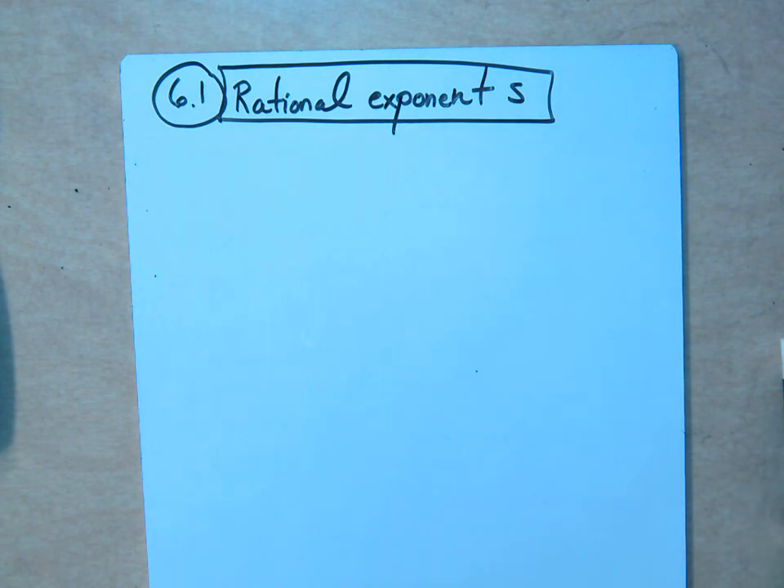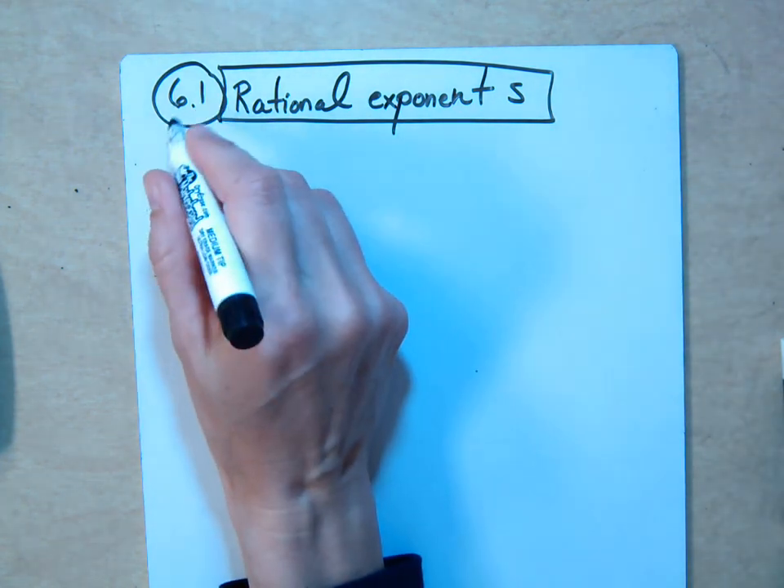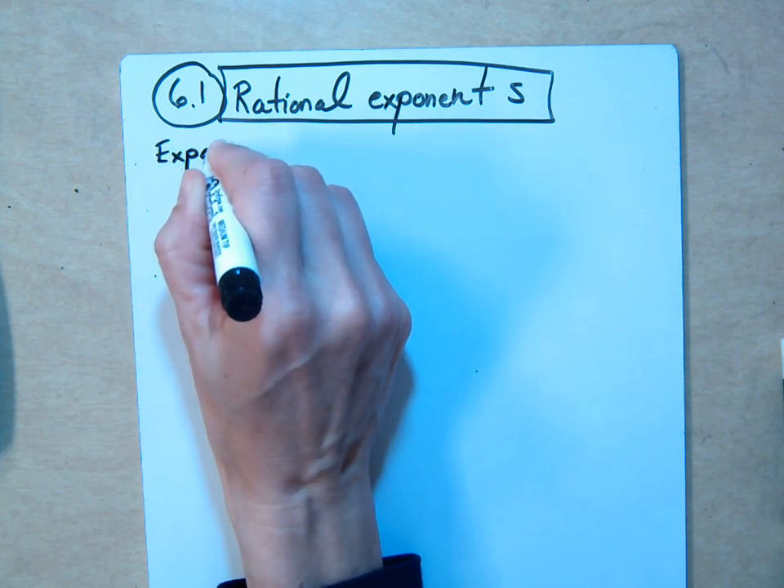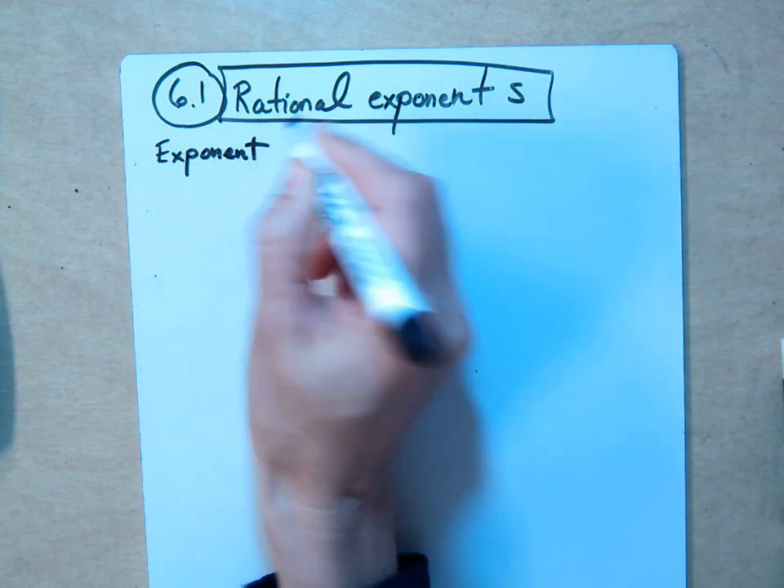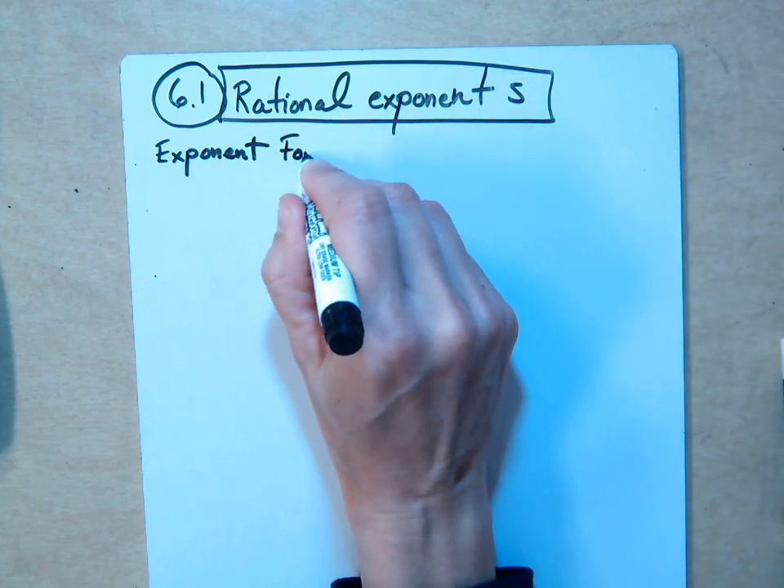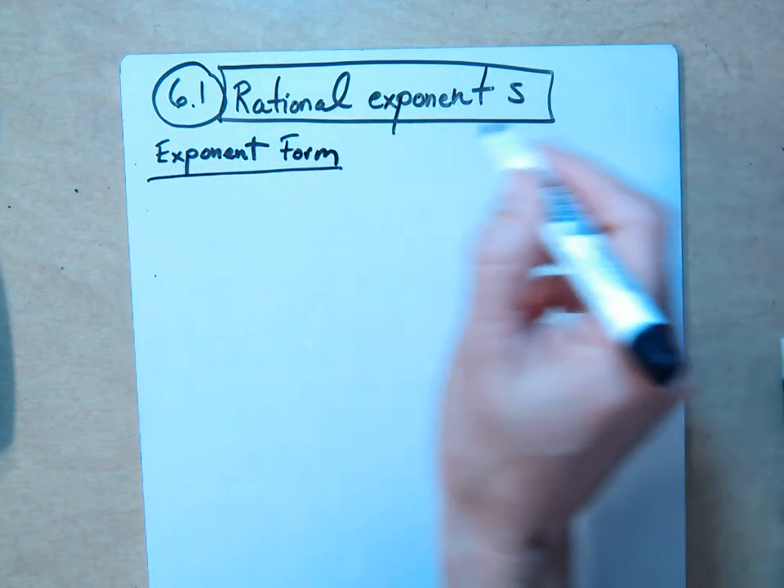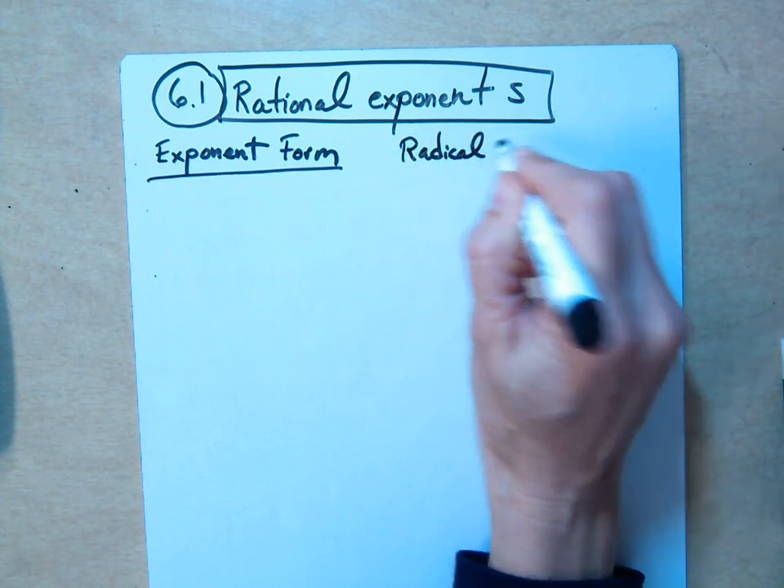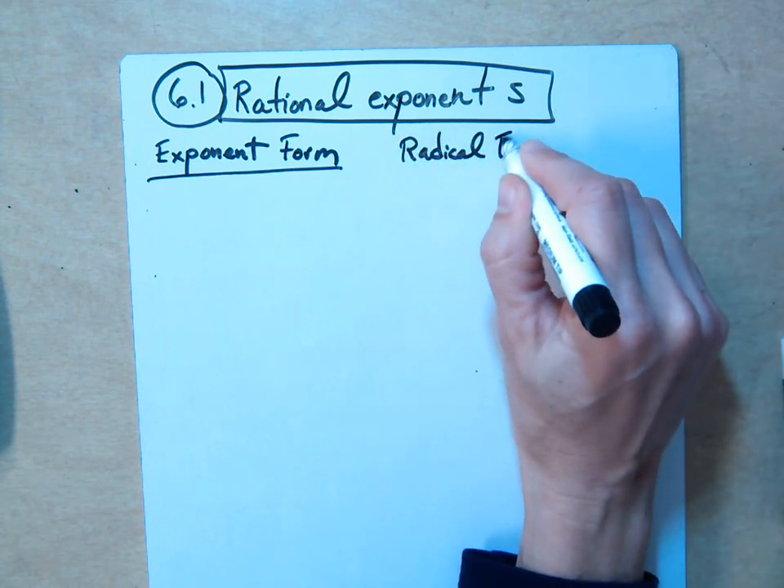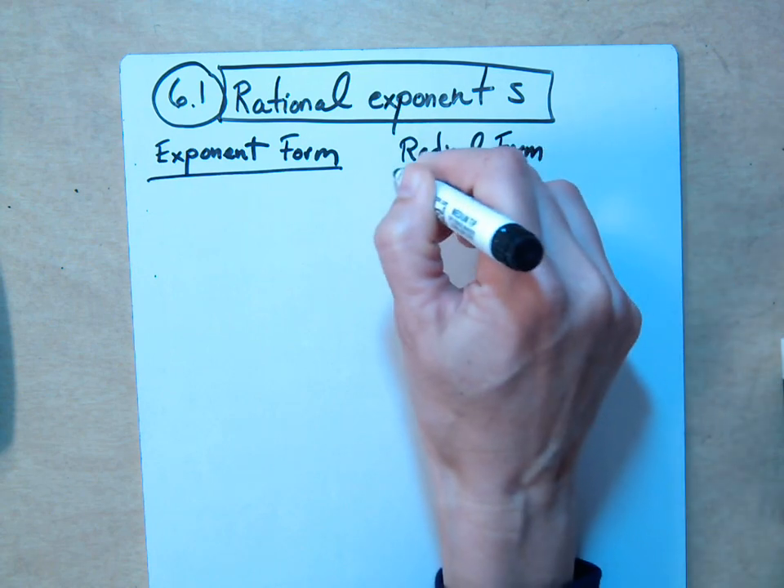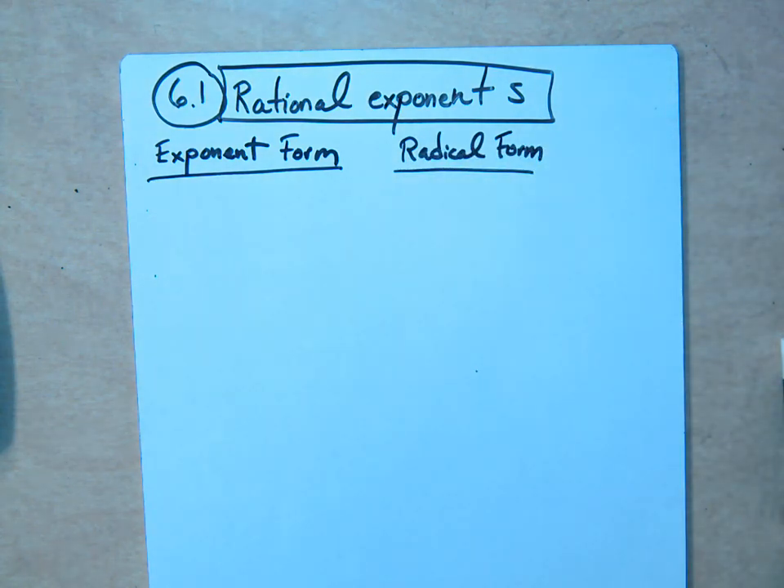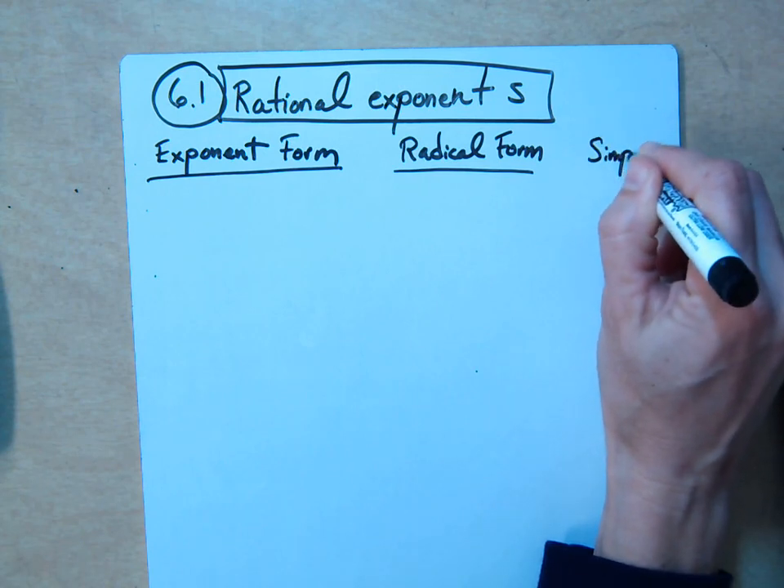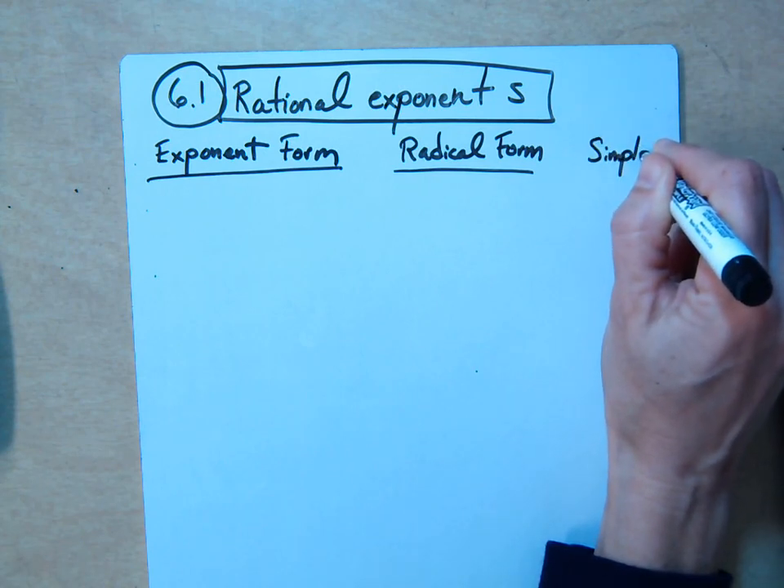So we're going to do a table here, and we'll list some expressions in exponent form, and then we'll convert them to radical form, and you have to be able to go back and forth, because what the fractional exponent means is a radical, and then we have to be able to simplify them or evaluate them simplified.